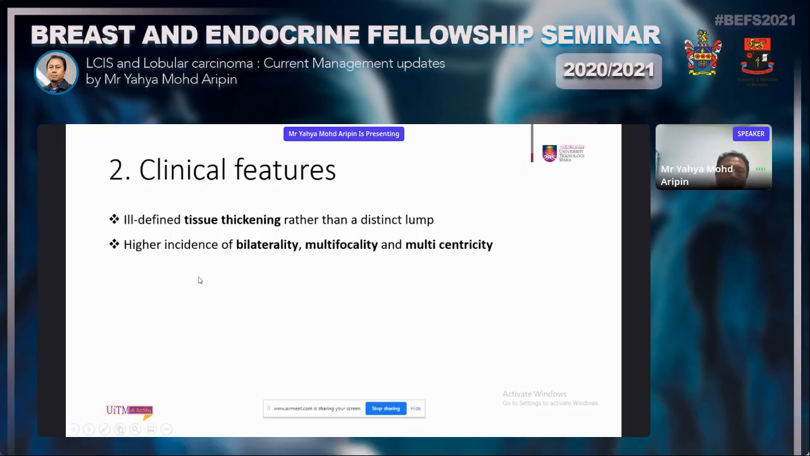And ILC tends to be bilateral in comparison to IDC. They tend to be bilateral, and they tend to be multifocal and multicentric. Multifocal means different foci in the same quadrant, and multicentric means multiple foci in different quadrants.